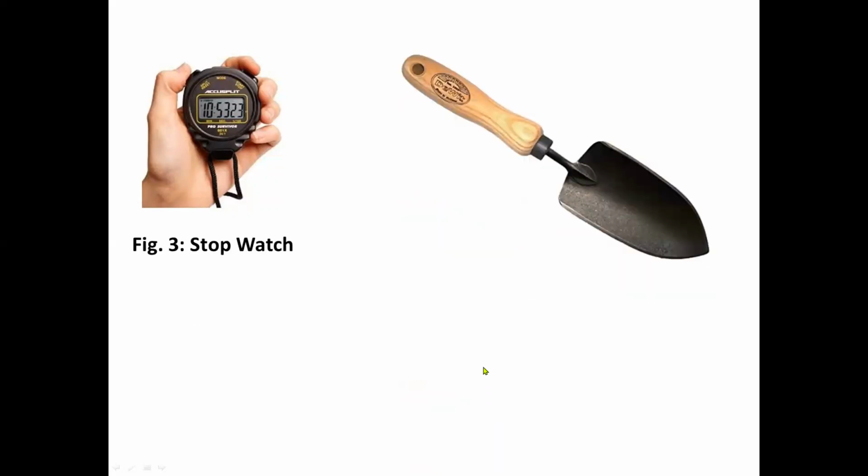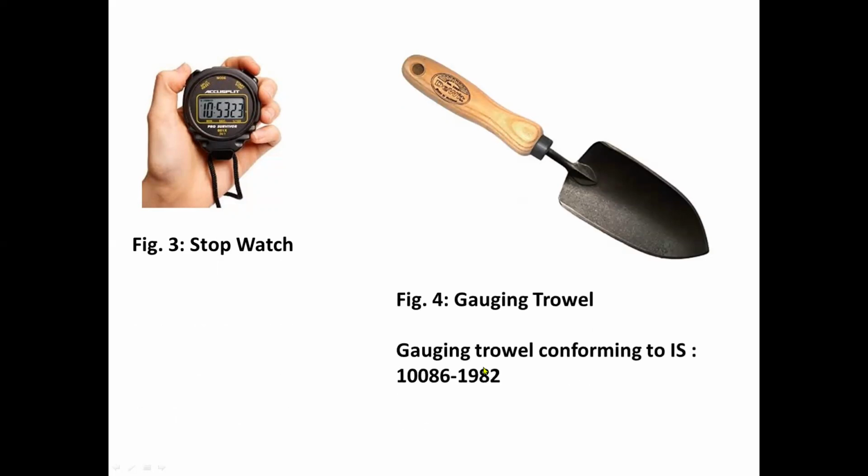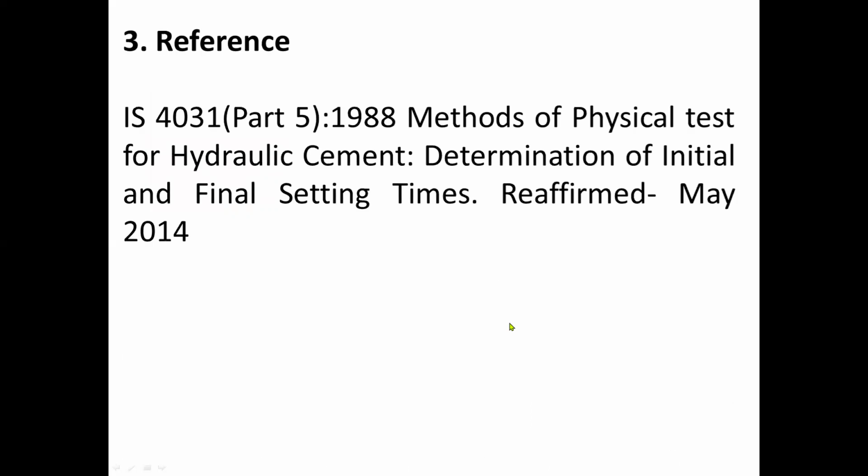We also need to use a stopwatch to measure the time. And of course, we have the trowel, conforming to IS 186-1982 in our figure number 4. And for our reference, we have to use IS 4031, Part 5, 1988, Methods of Physical Test for Hydraulic Cement, Determination of Initial and Final Setting Times, reaffirmed May 2014.